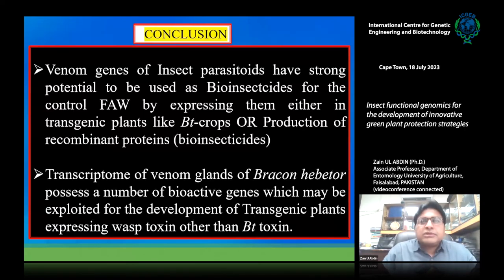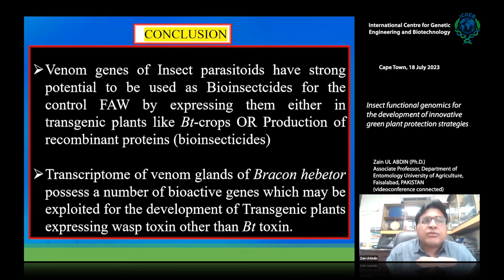Now, the case study in our discussions, particularly the venoms: we are working on the venoms by analyzing their transcriptomes, by isolating their coding genes, and their particular recombinant proteins. We have plenty of bioactive genes in our groups, which can be exploited for the development of novel biopesticides. All this happened due to the critical and significant role of insect functional genomics for the development of green plant production strategies.